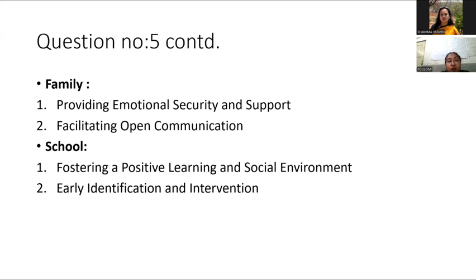Now, coming to the role of school and families. The family should provide emotional security and support. Second, it should facilitate open communication. School should foster a positive learning and social environment. And secondly, it should take part in early identification and intervention about childhood psychiatric and physical illnesses. So this is a 4 marks question. For 4 marks, for family you should mention 2 points, and for school you should mention 2 points.